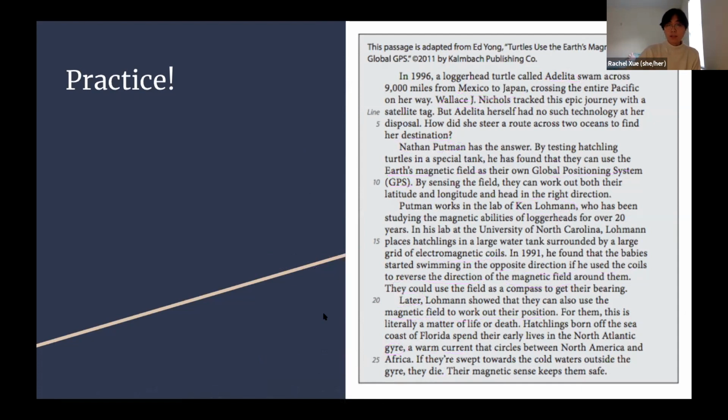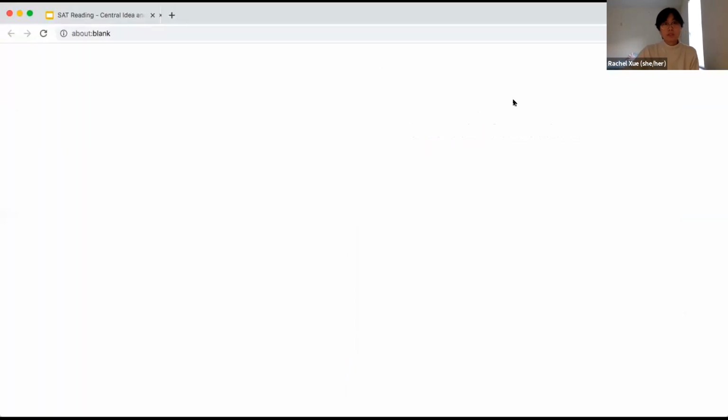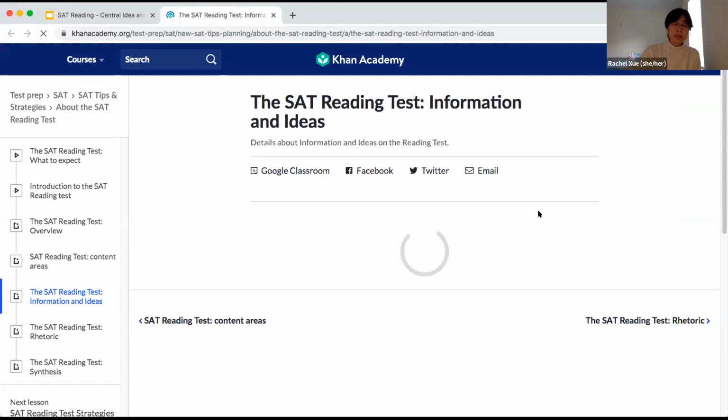And then the next thing I want to show you guys is, if you remember the video, they talked about 3 types of questions: information and ideas, rhetoric, and synthesis. This week we're going over information and ideas, and I just want to really quickly show you what those kinds of questions look like. You can also access this page later yourself and do some practice problems.